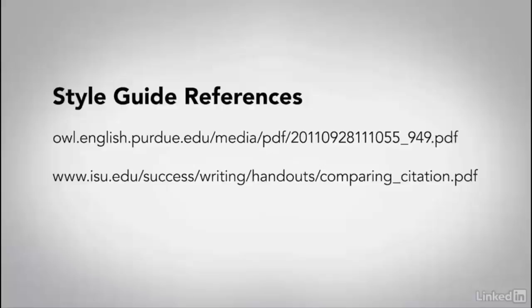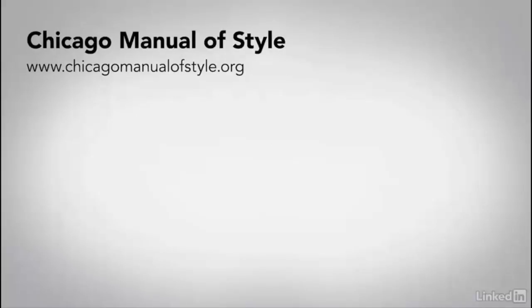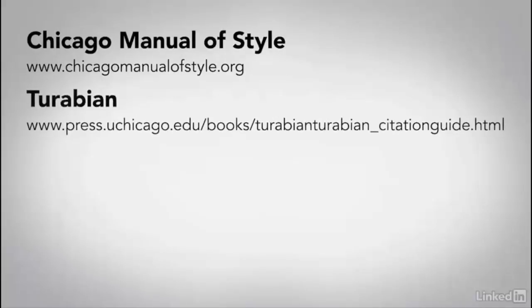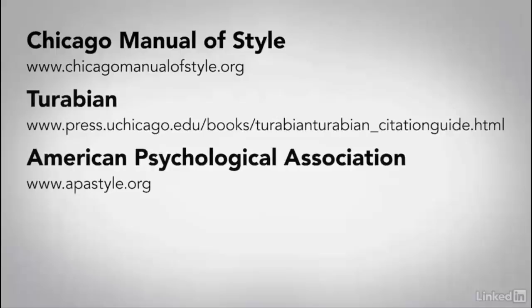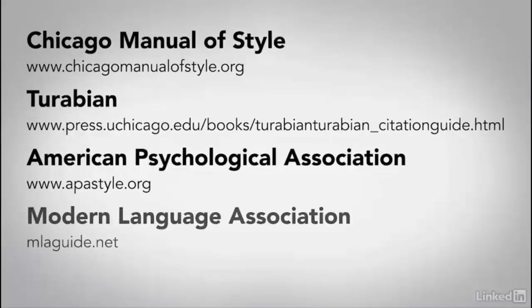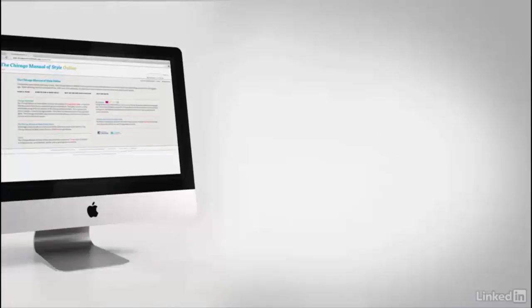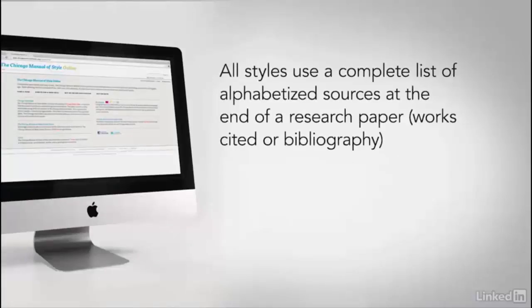Although numerous websites are available to show each style, here are some that provide easy-to-read details. For the Chicago Manual of Style, the Turabian, American Psychological Association, and the Modern Language Association. One commonality for all styles is that they use a complete list of all sources at the end of the research paper, works cited, or bibliography. The format for each of the 3 styles will be shown in the individual discussions.